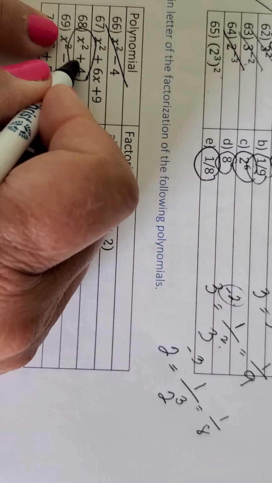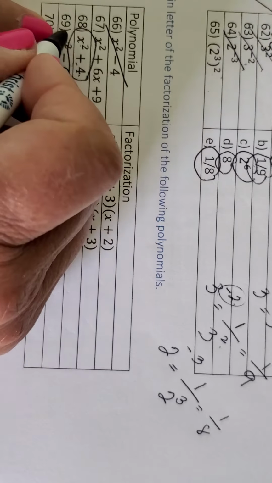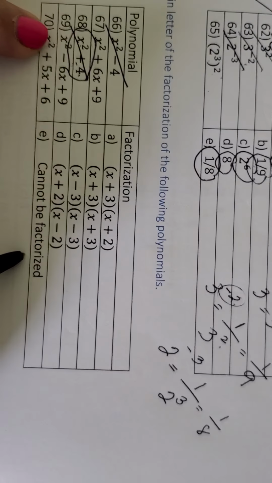This is the perfect square, but this is not a difference. It is an addition, so it cannot be factorized.